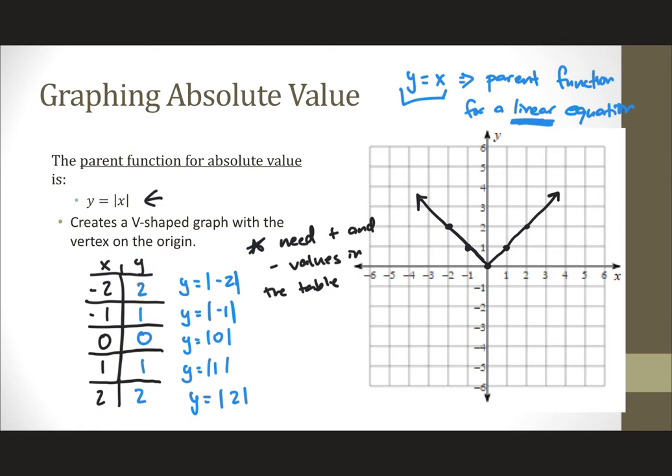Notice it's a V shape. It's not a straight line. I mean, it has two straight lines, but notice the V shape. The V shape is important. You need to have that point. Absolute value is a V. Also, notice that in my table, all of the values turned out to be positive. If you think about it, that makes sense. Anything that comes out of the absolute value has to be positive, so it makes sense that my parent function is going to have all positive values.